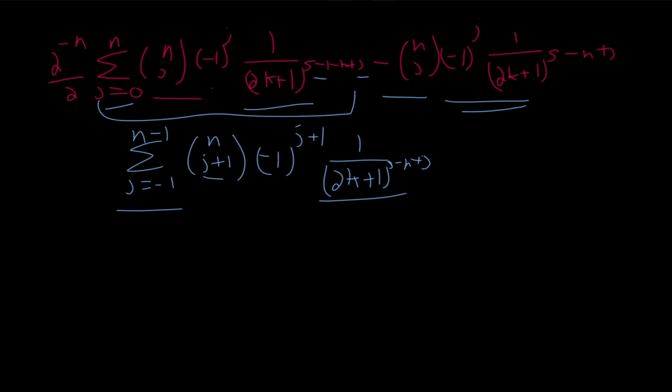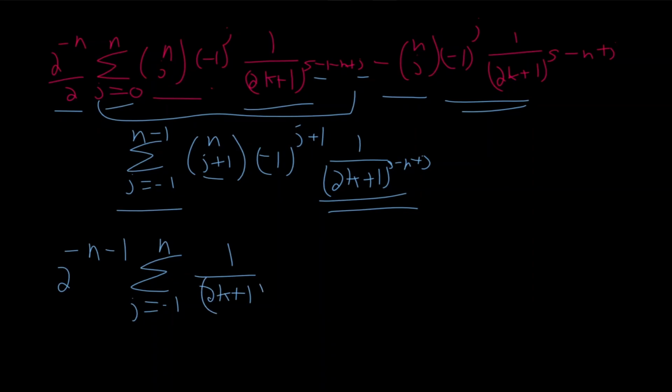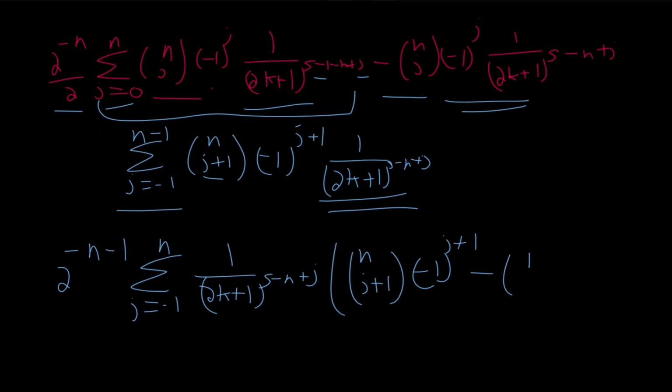So in reality, we can rewrite this whole thing, simplifying the 2 out front, so 2 to the minus n minus 1. We can rewrite this whole thing as a sum from j equals -1 all the way up to n of, well, we can go ahead and factor out what we wanted to factor out, this 1 over 2k plus 1 to the s minus n plus j, and then times this n choose j plus 1 times -1 to the j plus 1, and then minus n choose j, and then -1 to the j.